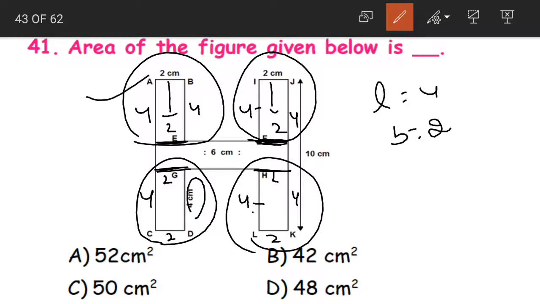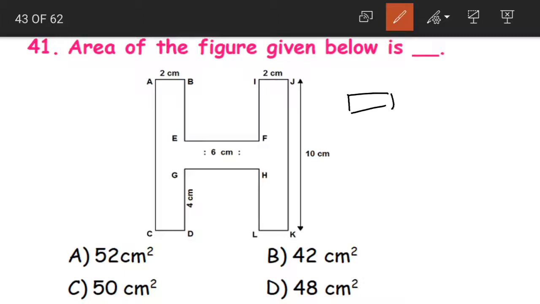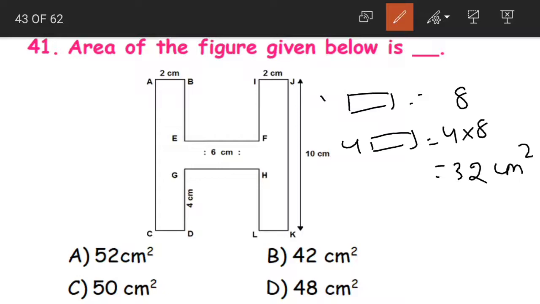If we find out the area of one rectangle and multiply it by 4, we'll get the area of these 4 rectangles. So first let us find out the area here. Area is equal to length into breadth, that is 4 into 2, that is equal to 8. So the area of one rectangle is 8 centimeter square. We are having 4 rectangles, so the area becomes 4 into 8, that is equal to 32 centimeter square.